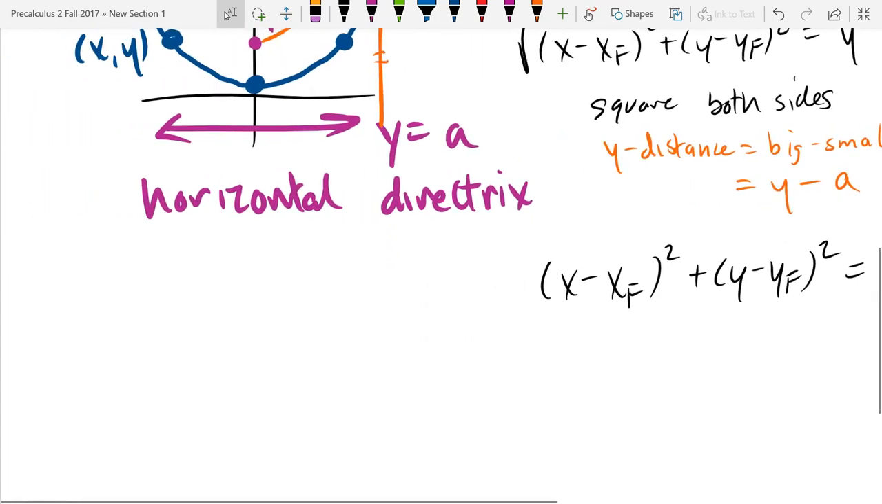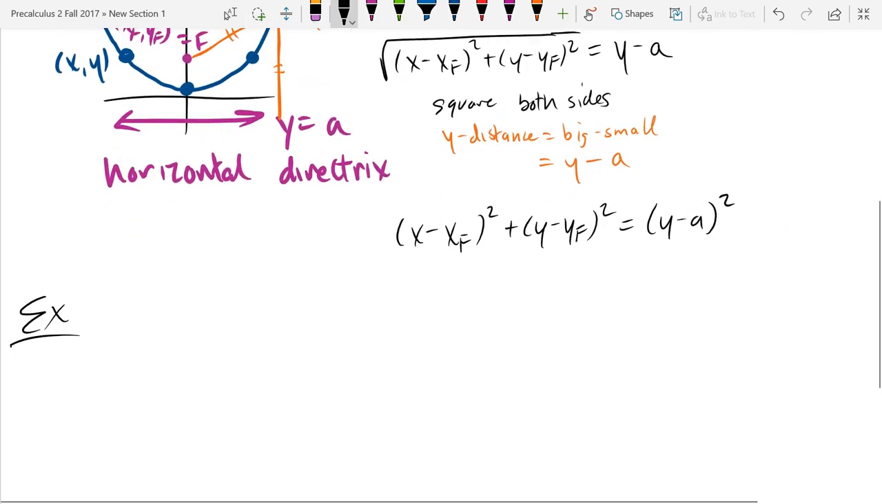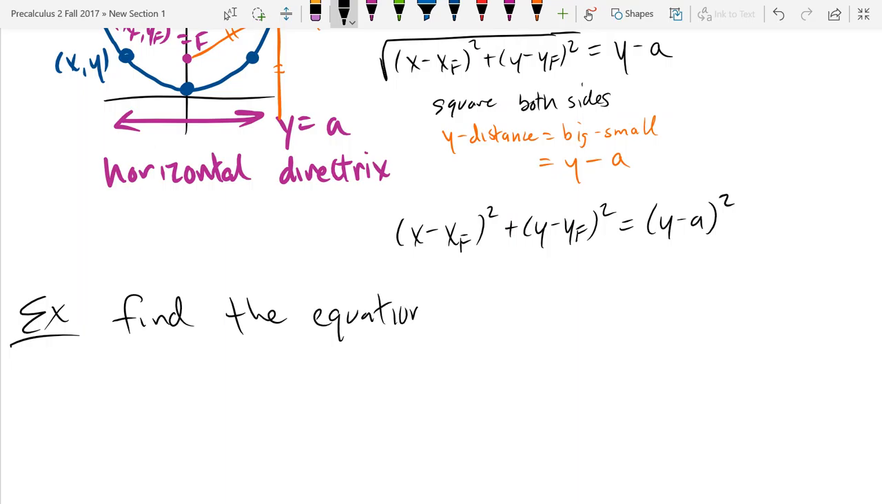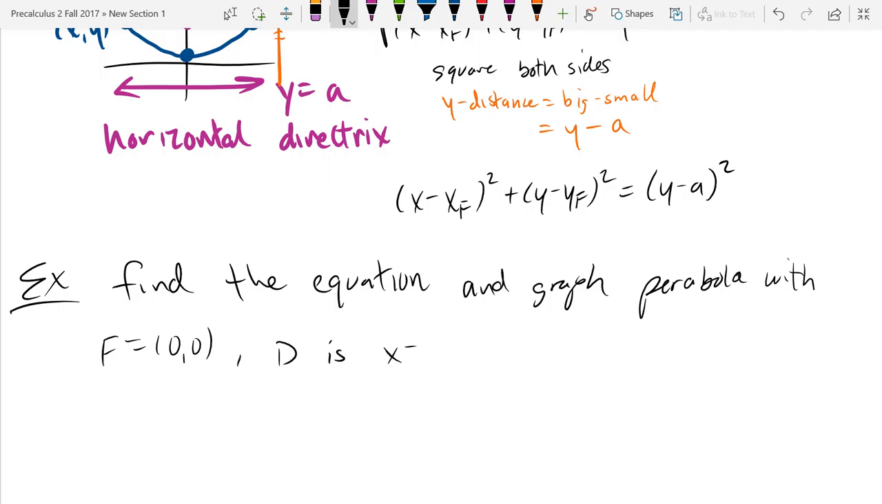All right, let's go ahead and do an example now. Find the equation and graph the parabola with focus at (0, 0) and directrix the line x equals negative a. We're going to take a to be positive. Actually, let's just go x equals negative 4. We'll put an actual number in there.